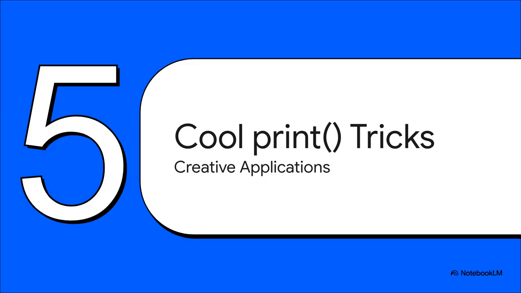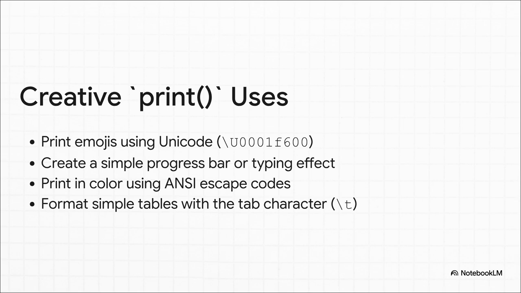Okay, for our final section, let's have some fun. We're going to look at some really creative and kind of surprising things you can do with print. Get this. You can print emojis just by using their special Unicode code. You can even build simple animations, like a progress bar that updates in place. How? By using that end parameter to tell the cursor to go back to the start of the line instead of making a new one. In some terminals, you can even make your text colorful. And of course, you can make neat little tables using the tab character. It's just way more versatile than you'd think.